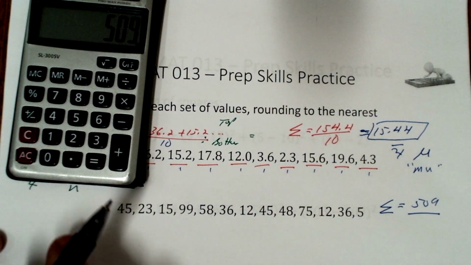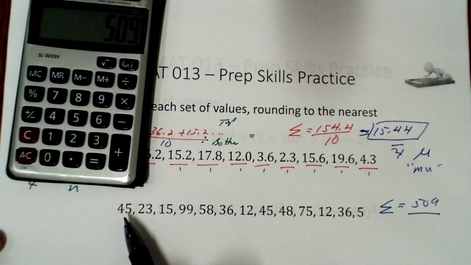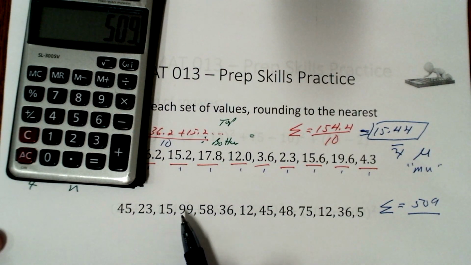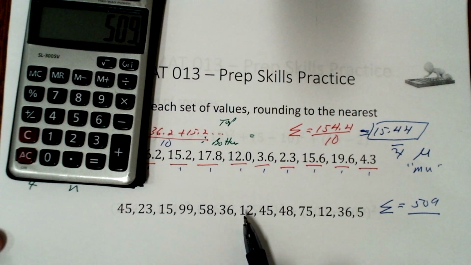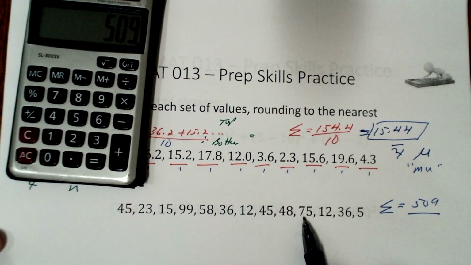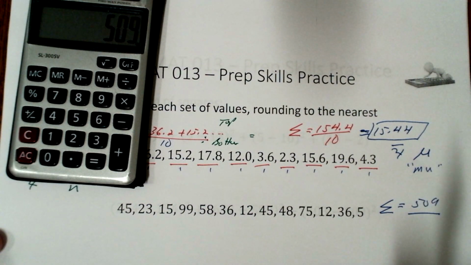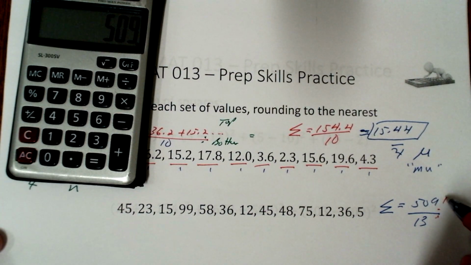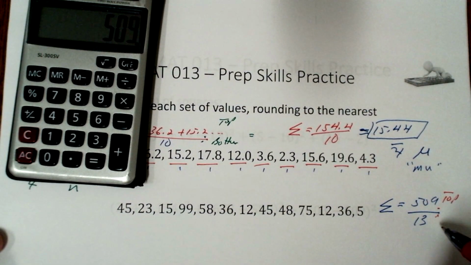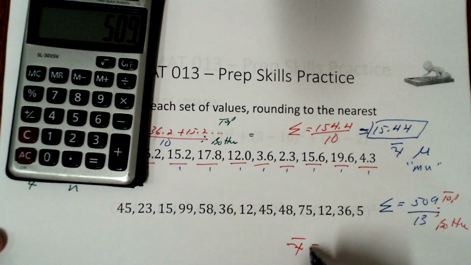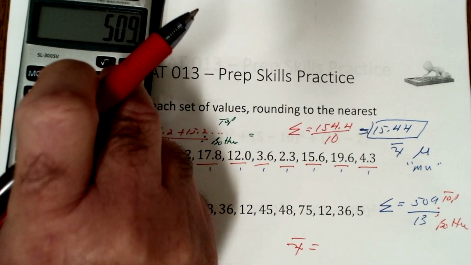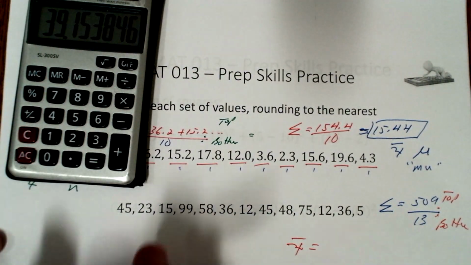We're going to divide that by the number of numbers there are. So how many do we have? We have 1, 2, 3, 4, 5, 6, 7, 8, 9, 10, 11, 12, 13. Okay, so the sum of our values is 509. Fraction bar means divide. We're going to take the top value and divide it by the bottom value, and we'll have our mean, our average. Let's see, divided by 13.